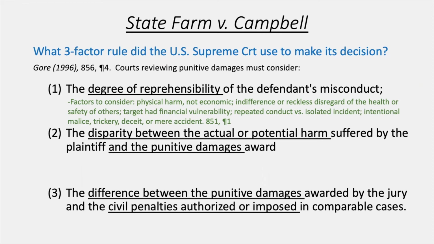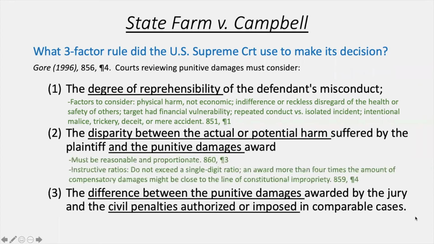So for the first one, you want to consider whether there was physical harm, not just economic. Was there indifference or reckless disregard for the health or safety of others? Or did you target someone with financial vulnerability, a repeat offender, or is it just an isolated incident that might have happened by accident? Intent, deceit. You want to look at, well, how bad was the defendant's misconduct in this case?